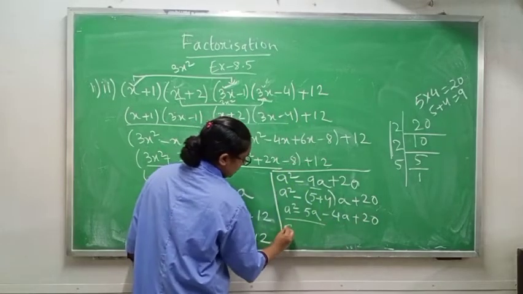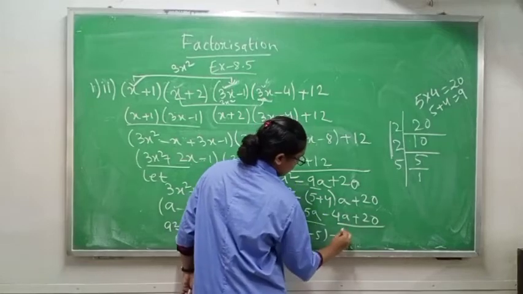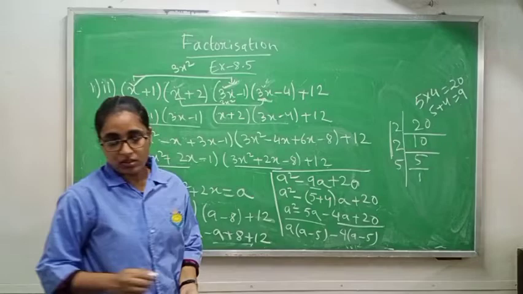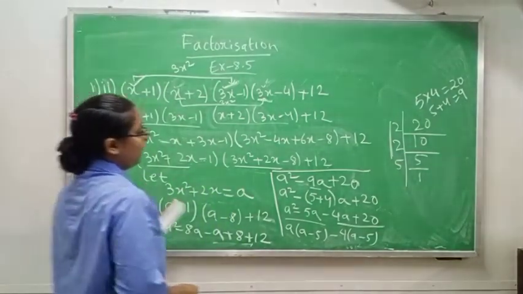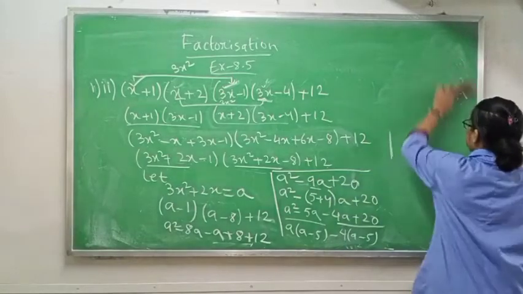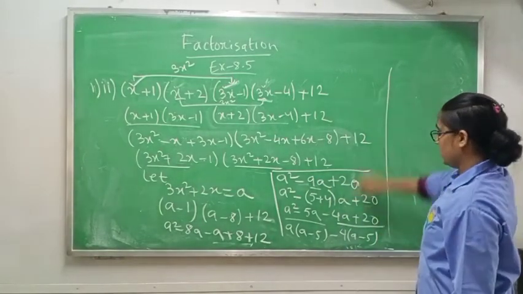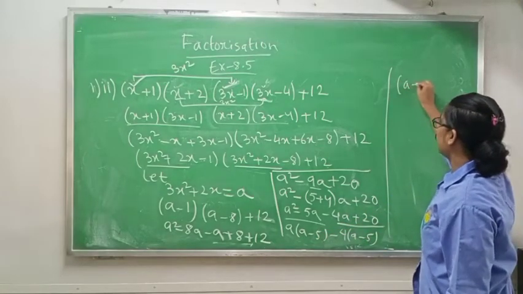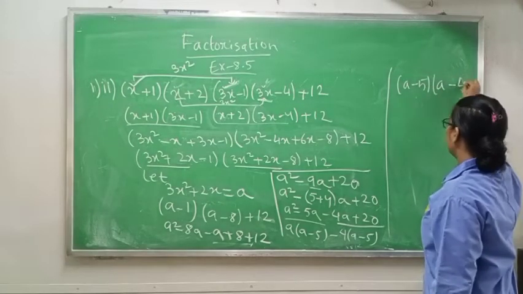Now take common from these 2, a minus 5. Take common from these 2, 4 will become a minus 5. After this, now you can see a minus 5 is common. So we will write a minus 5 and what we left is a minus 4.